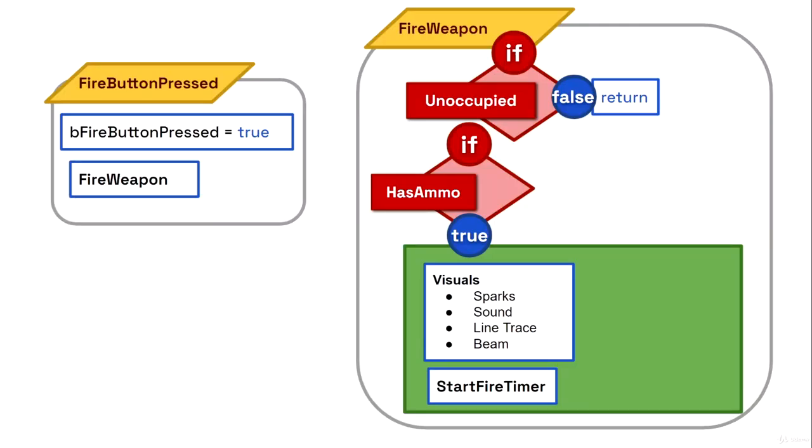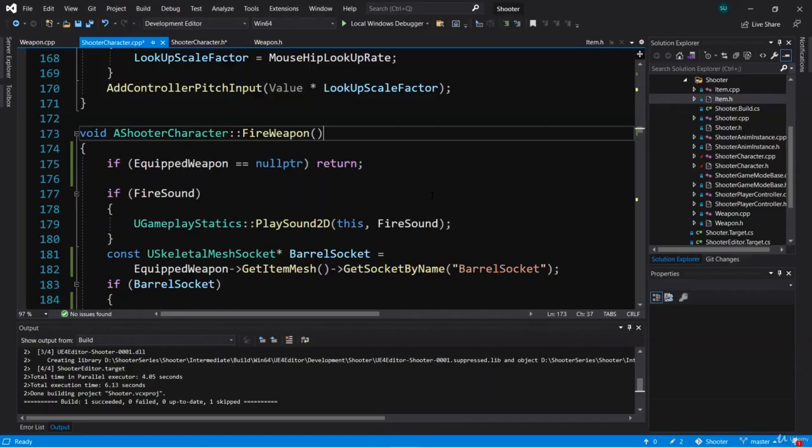Now here is our improved version of fire weapon. We want to check our state to see if we're unoccupied, otherwise return. And then in fire weapon, we check to see if we have ammo and then do our visuals and start the fire timer. So let's go ahead and implement that. So here we are in fire weapon. Now the first check we make is if the equipped weapon is null. That's a pretty good check to make, so we're going to leave that there.